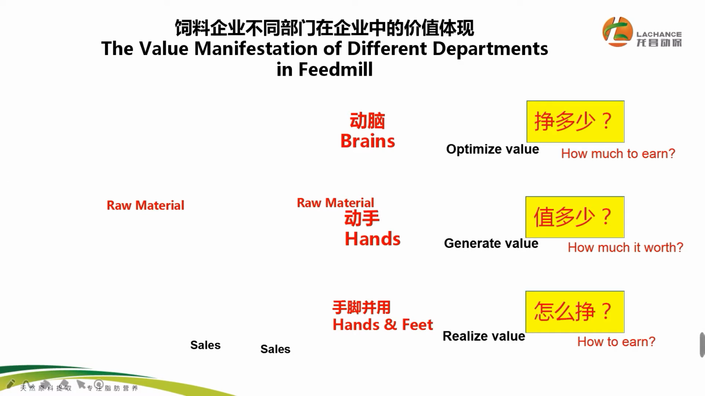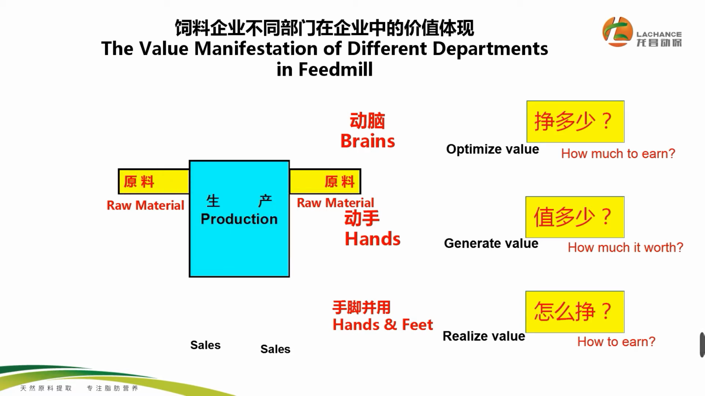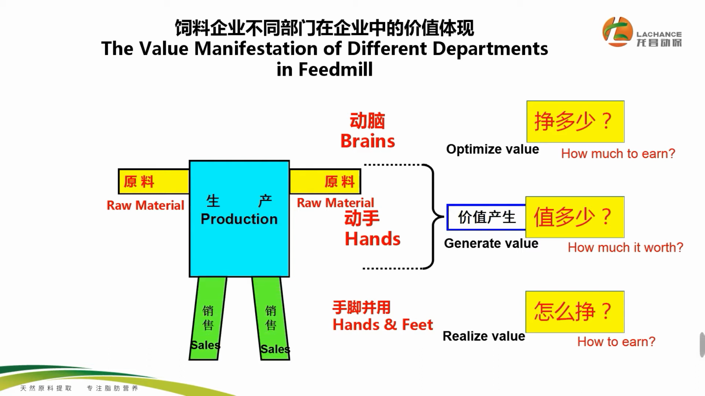Then I will show you the value manifestation of the different departments in feed mill. The first is the production department. It's like our hands. This department generates the value. That means how much our feed is worth. The second is the sales department.